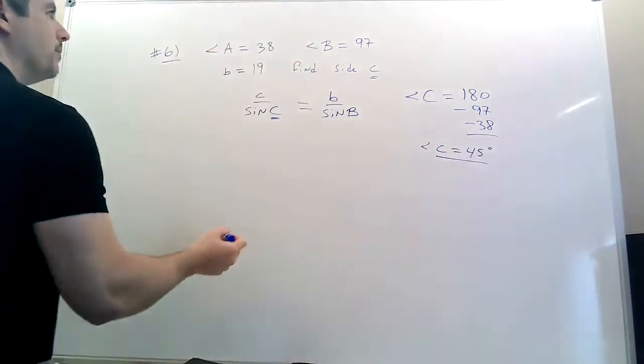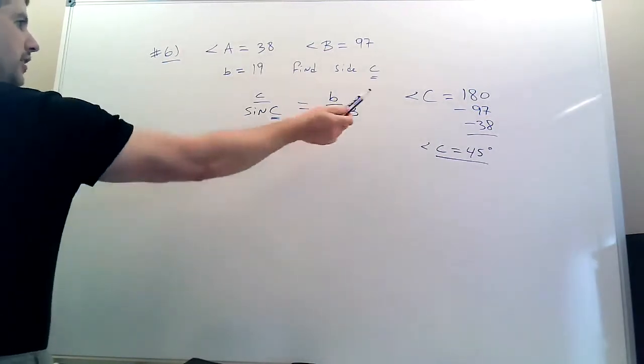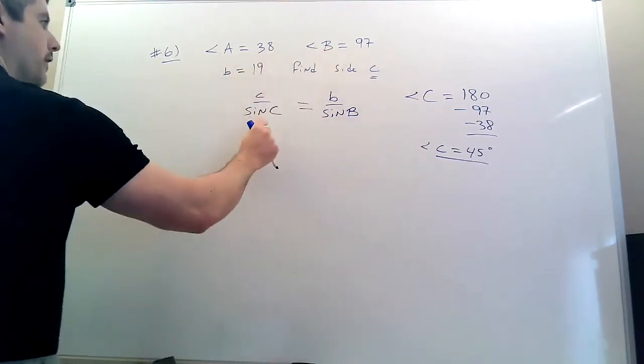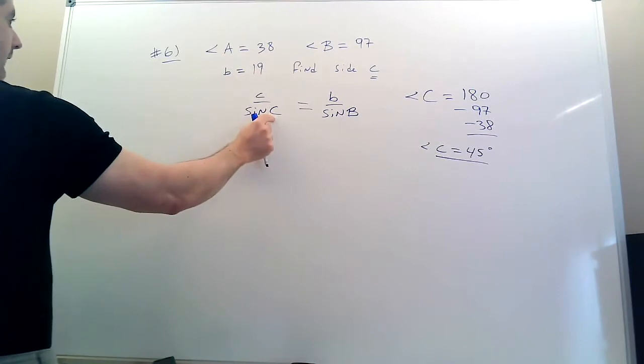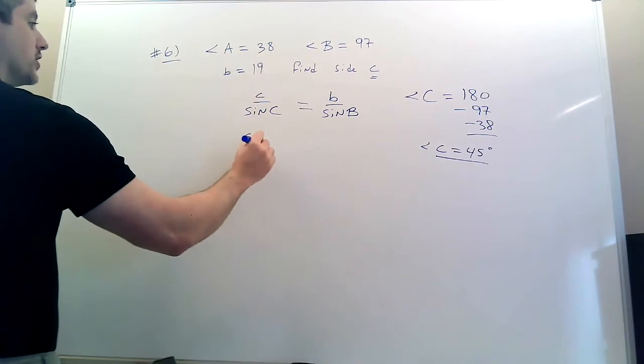Now I have enough. I know side B and I know angle B. Now I know angle C because I just computed it on the side based on what A and B were. If you put 38 here, this is not 38. This angle A is 38. You would get this wrong, all right? So I'm looking for side C.